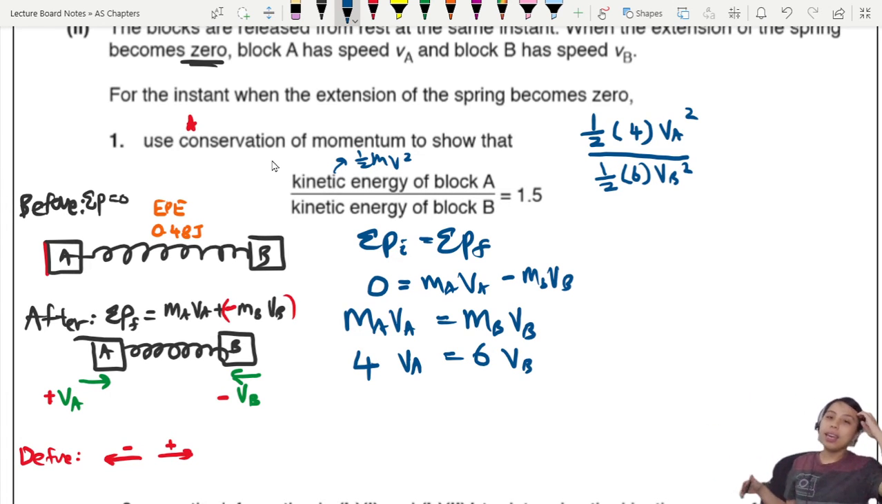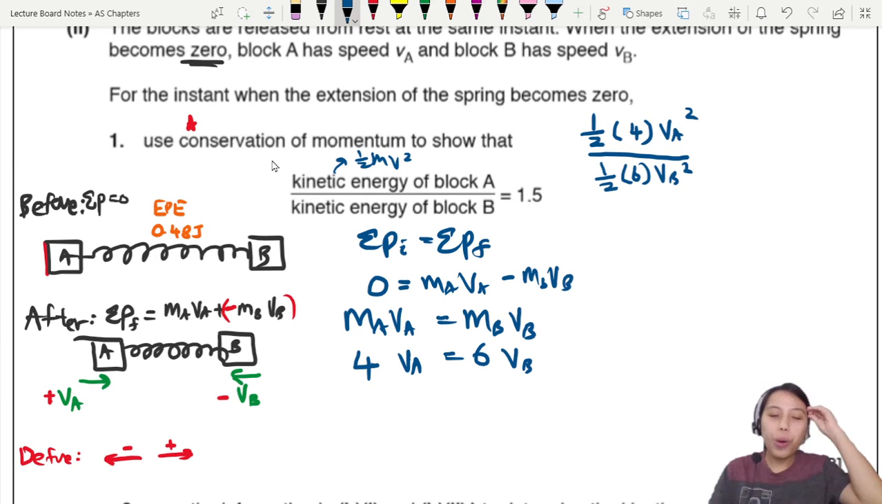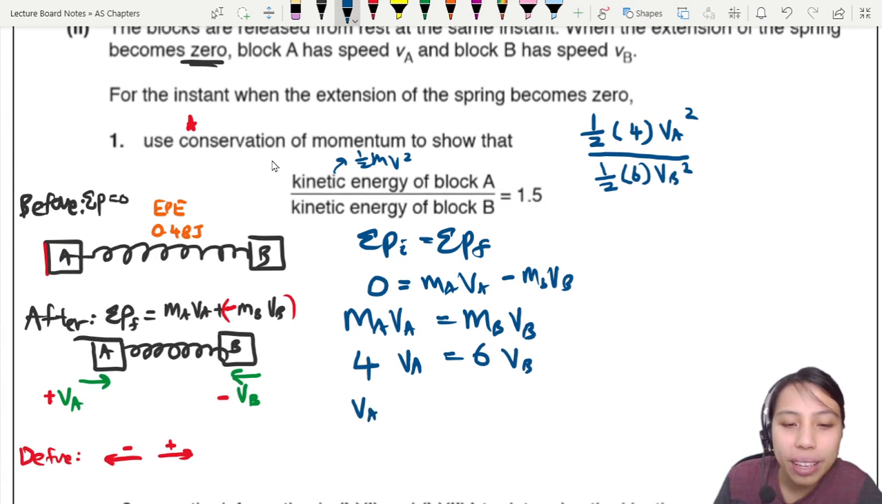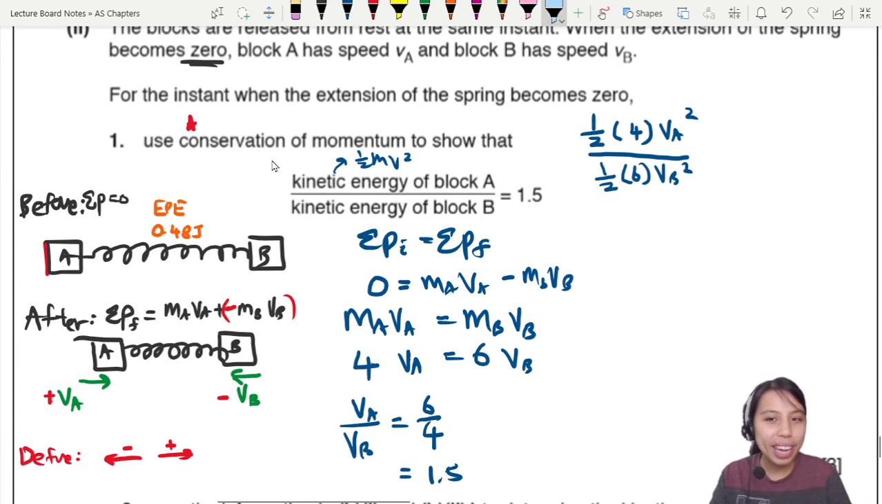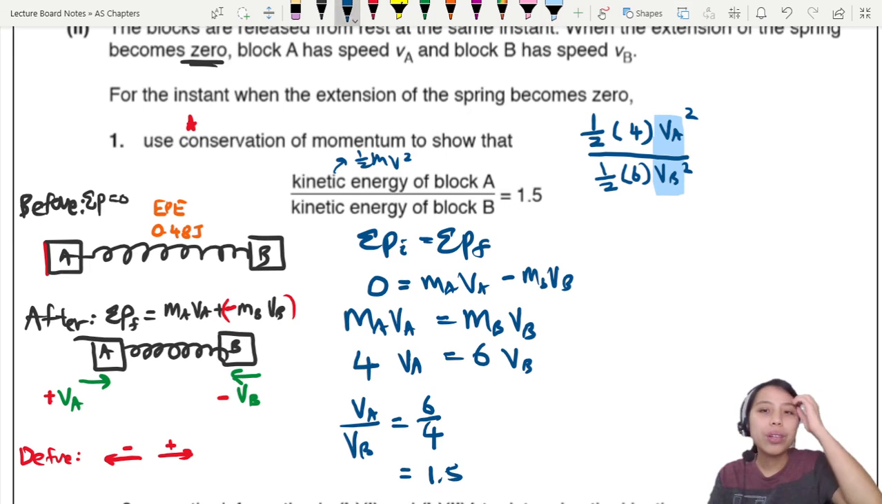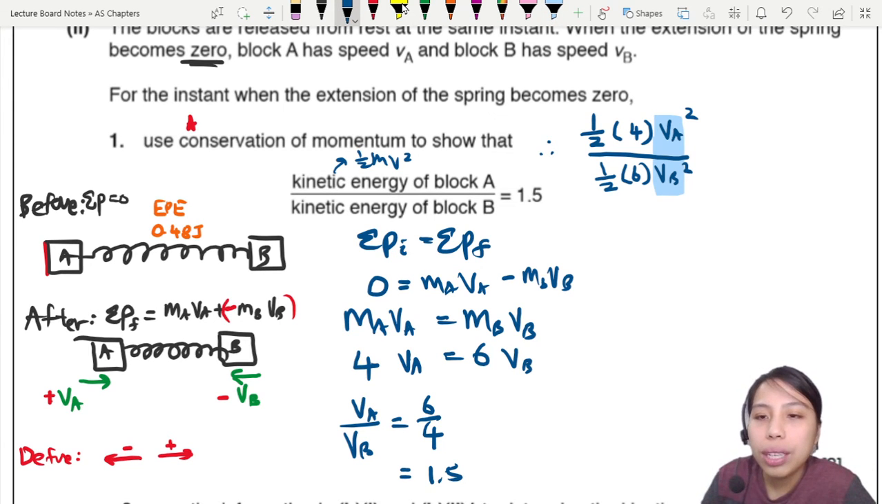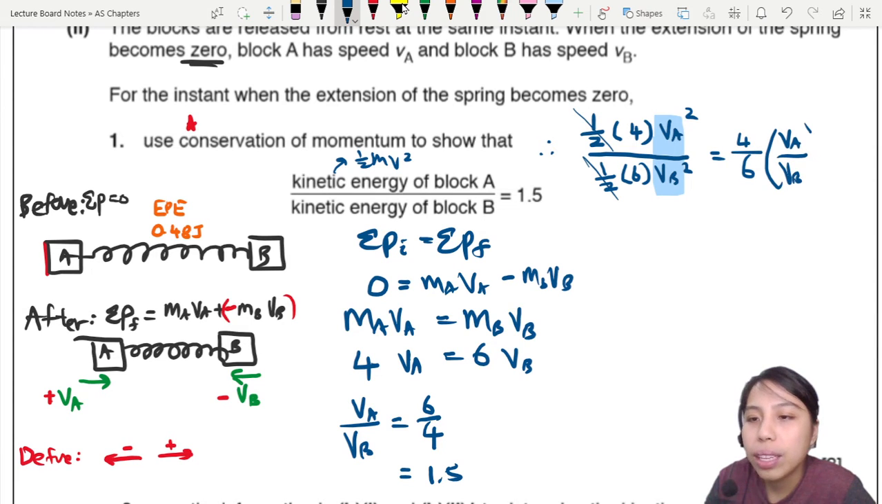Oh, I see a hint. What if we rearrange the equation from just now? We say VA over VB will be 6 over 4. 6 over 4 is 1.5, right? Yes, 1.5. So the ratio of VA over VB is 1.5. And look what we have here, VA over VB. So I can do another working here and say the half and half cancel out already. So I have 4 over 6 times VA over VB, and this whole thing squared.